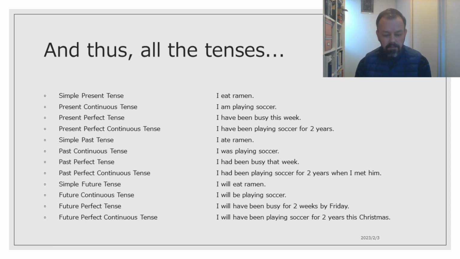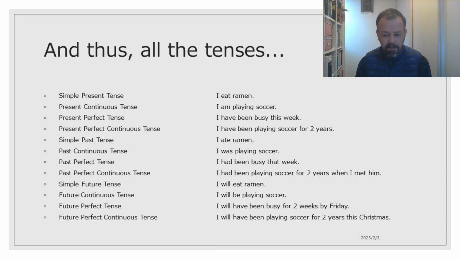The future perfect tense is the same as the other perfect tenses. It's used to describe a period before another action or another time. In this case, Friday. So I will have been busy for 2 weeks by Friday. So Friday is in the future, but by the time the Friday arrives, this person will have been busy for 2 weeks before that Friday. At the moment, they have not been busy for 2 weeks. But by the time it gets to that Friday, they will have been busy for 2 weeks.